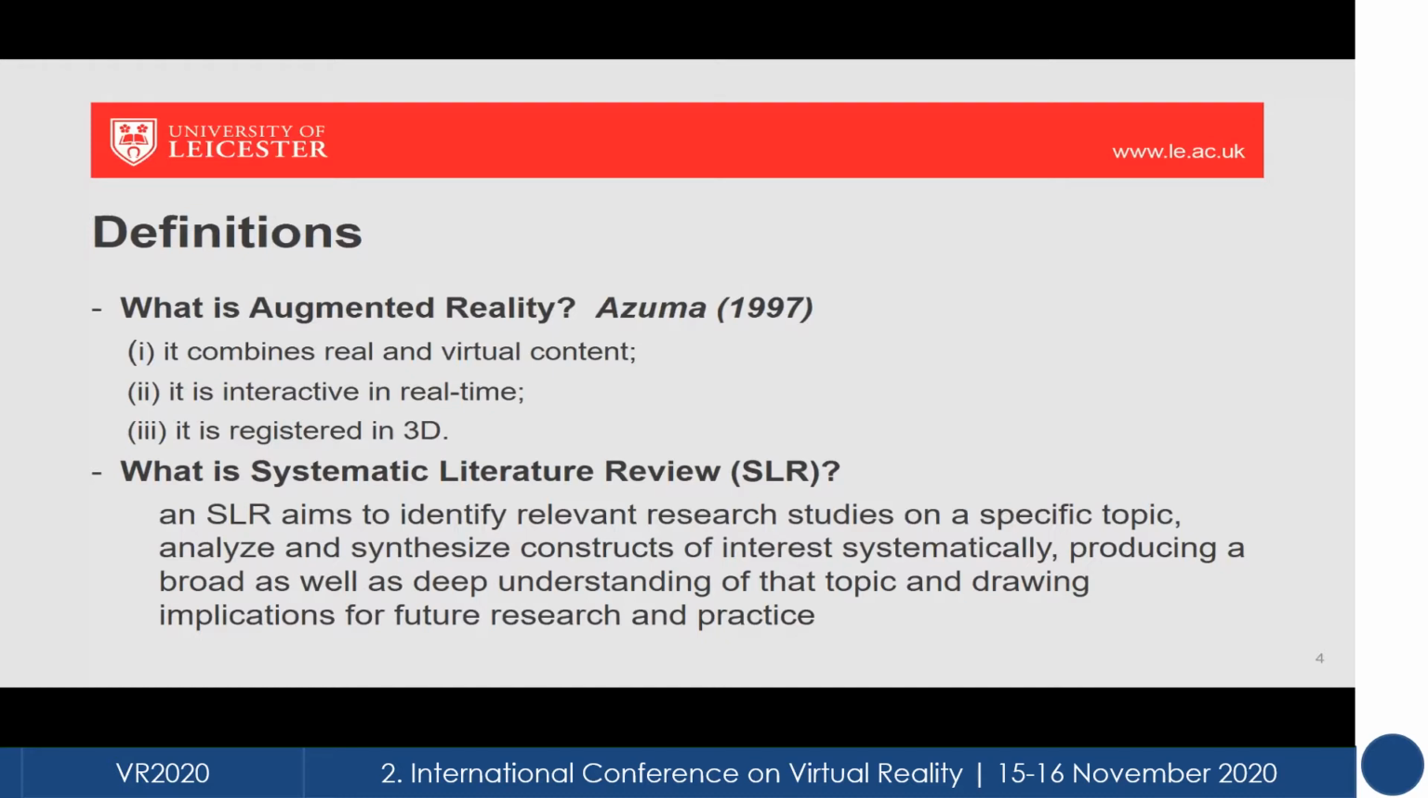But I'm going to talk about our systematic literature review. Maybe many of you already know about that, but still I want to give a definition to make sure that we're on the same page. A systematic literature review is to identify relevant research studies on a particular topic. In this context, we're looking at augmented reality educational applications. We analyze and synthesize the construct of interest, so produce a report and a deep understanding about the phenomenon we are interested in. Most important, we want to draw implications for what we can do next after we have done a systematic literature review.